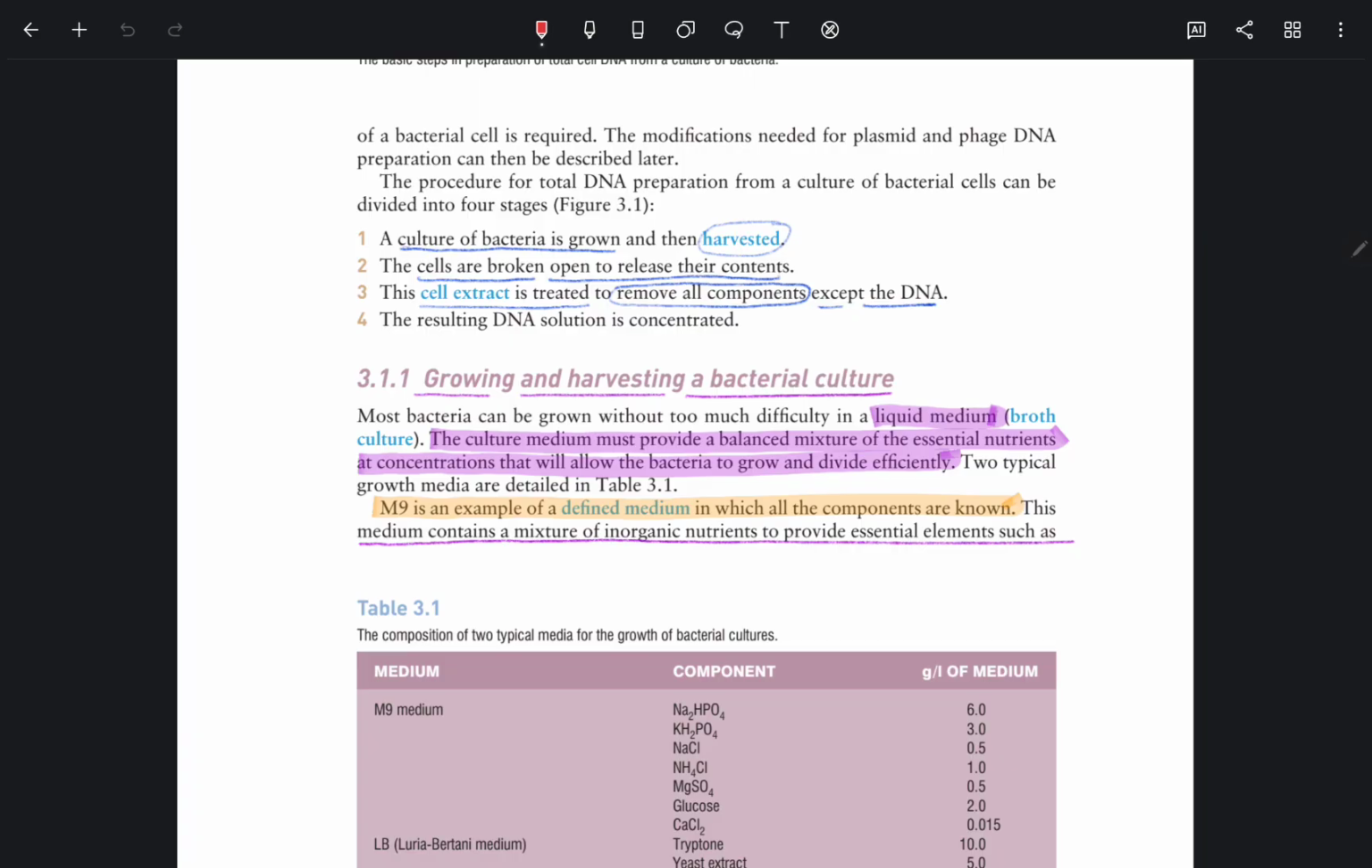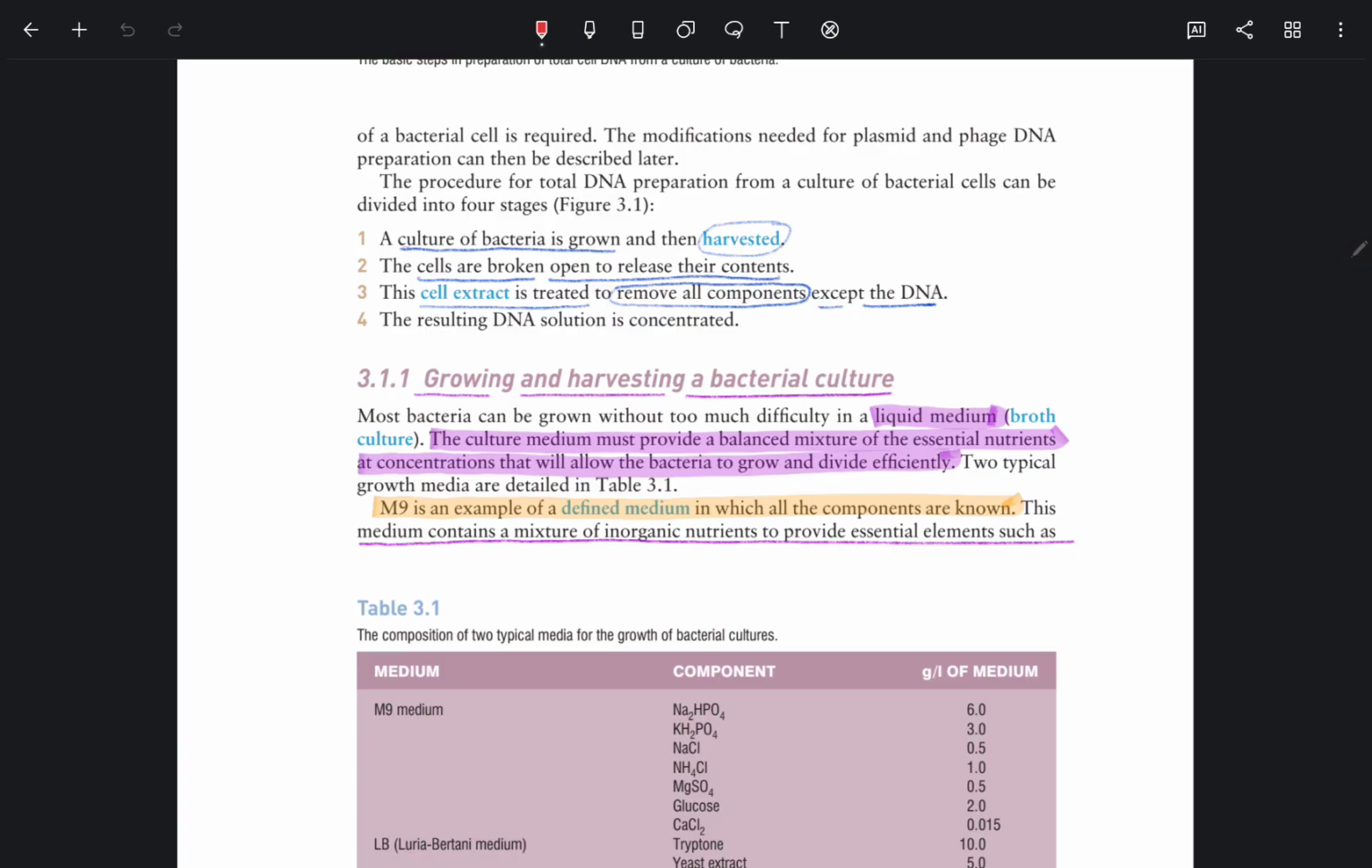Growing and harvesting a bacterial culture. Most bacteria can be grown without too much difficulty in a liquid medium, a broth culture. The culture medium must provide a balanced mixture of the essential nutrients at concentrations that will allow the bacteria to grow and divide efficiently. M9 is an example of a defined medium in which all the components are known.